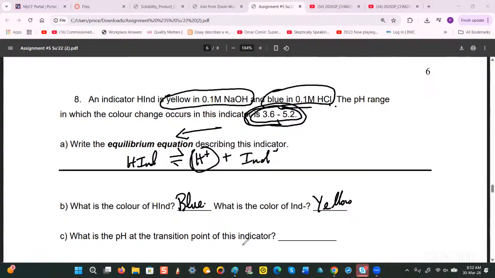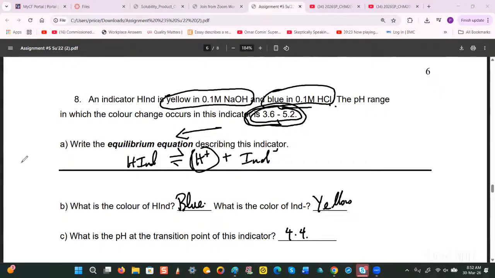So the question is not asking for the range, it's asking for the actual pH where you're going to have the changeover from one color to the other. Would it be the middle of the range? Okay, I'm hearing a very faint voice. If I hear you correctly, you're saying that it's in the middle of the range? Yes, exactly. And what's that middle? 4.4. 4.4 is indeed correct.